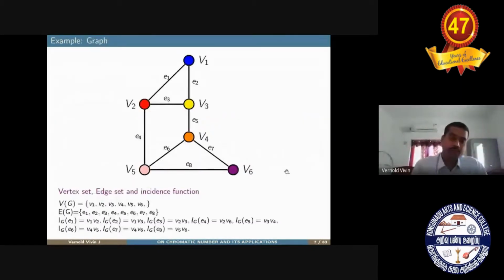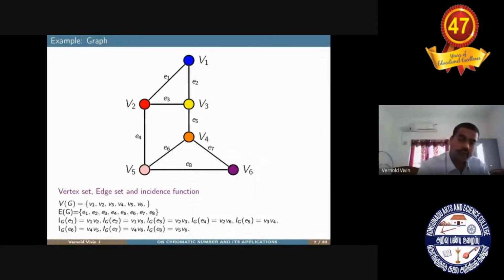Here, as mentioned earlier, we can have the vertices V1, V2, V3, V4, V5, V6. I put them into the set V of G, having the vertices V1, V2, etc. up to V6. Similarly, we have the edge set that is denoted by E1, E2, E3, E4, etc. It goes up to E8. I think it is clear to you. Next, we have the edge set as well as the vertex set. Next, we go for the incident map that we denote by I of G.